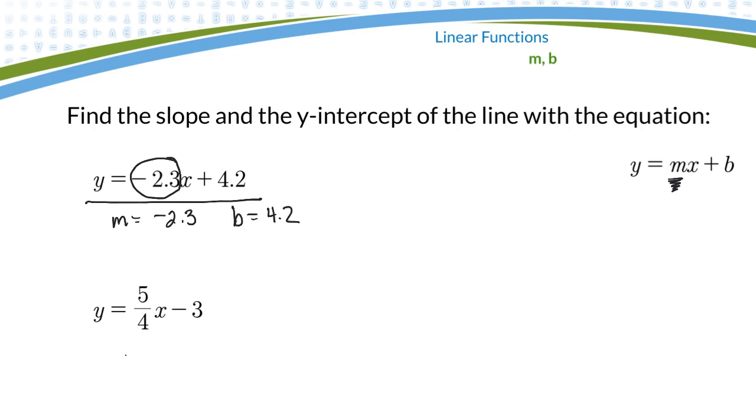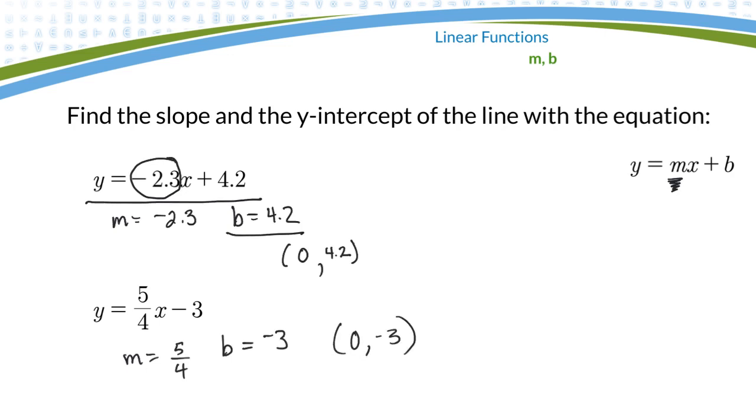In this one below, the slope is 5 over 4, and the y-intercept, or b, I don't know why they use the letter b, but whatever, the y-intercept is negative 3. Now, one thing I should note with the y-intercepts is that, yes, you can say b is 4.2, but really the y-intercept is a point, so it has an x and a y value. The 4.2 would be the y value, and the x value would be 0. So this y-intercept would be 0, negative 3.